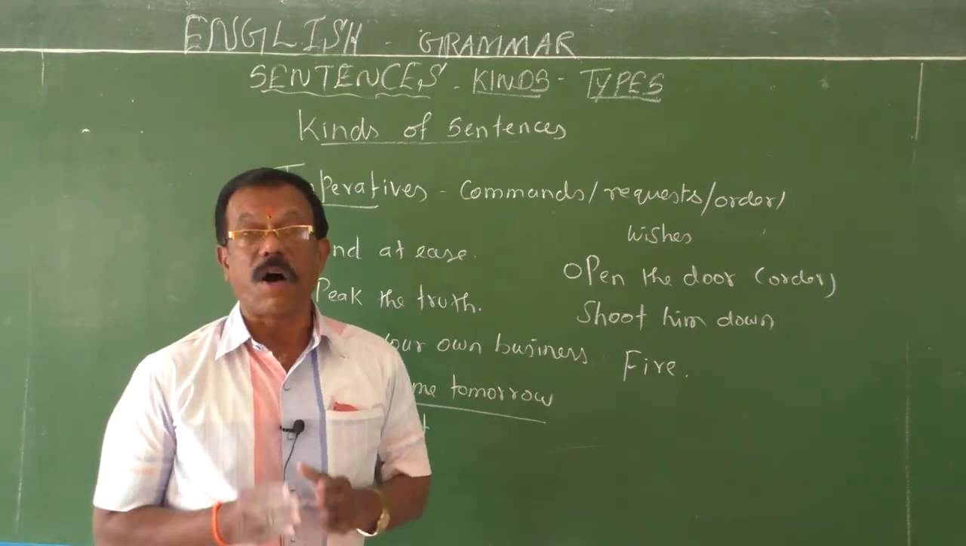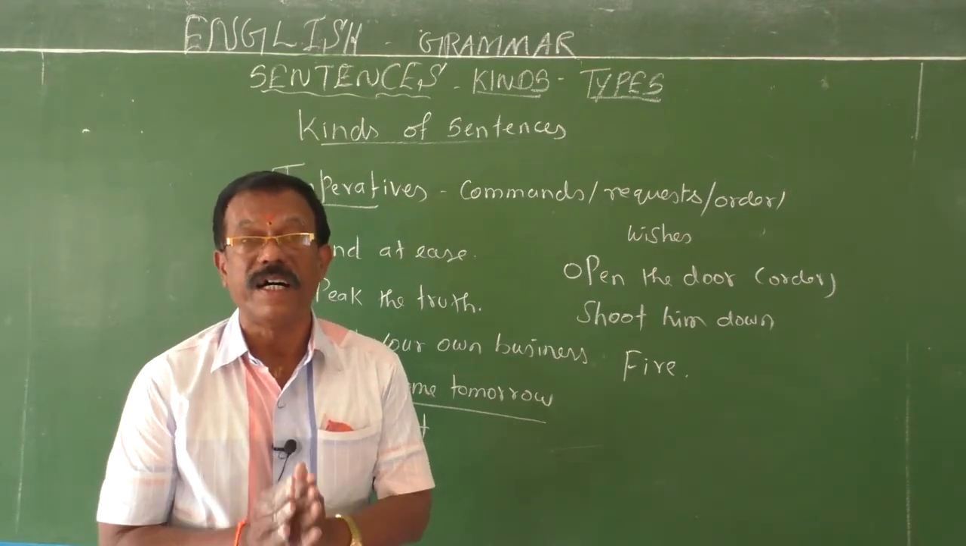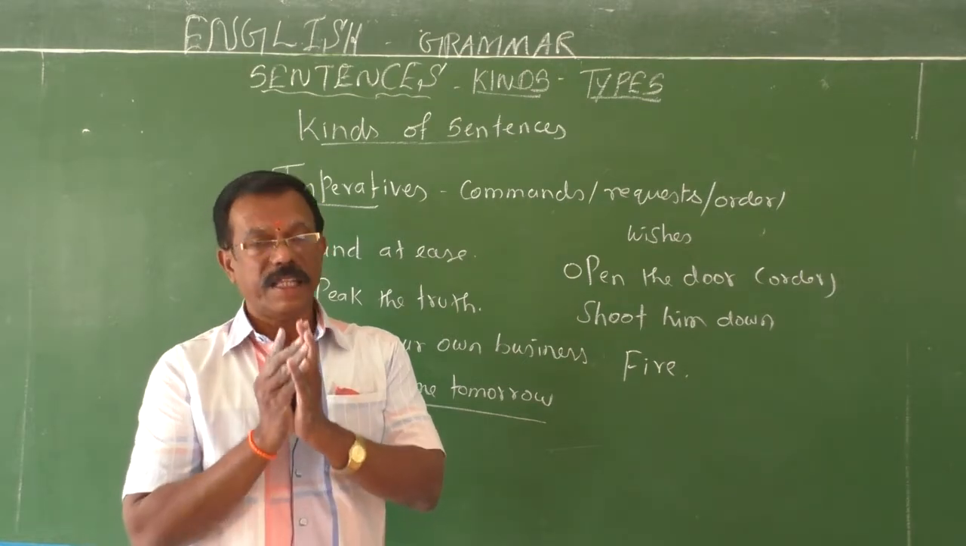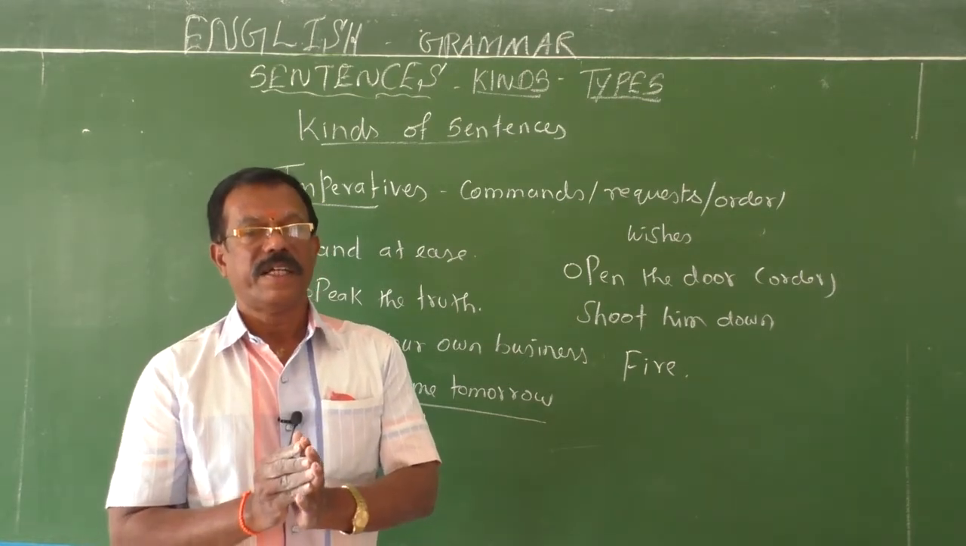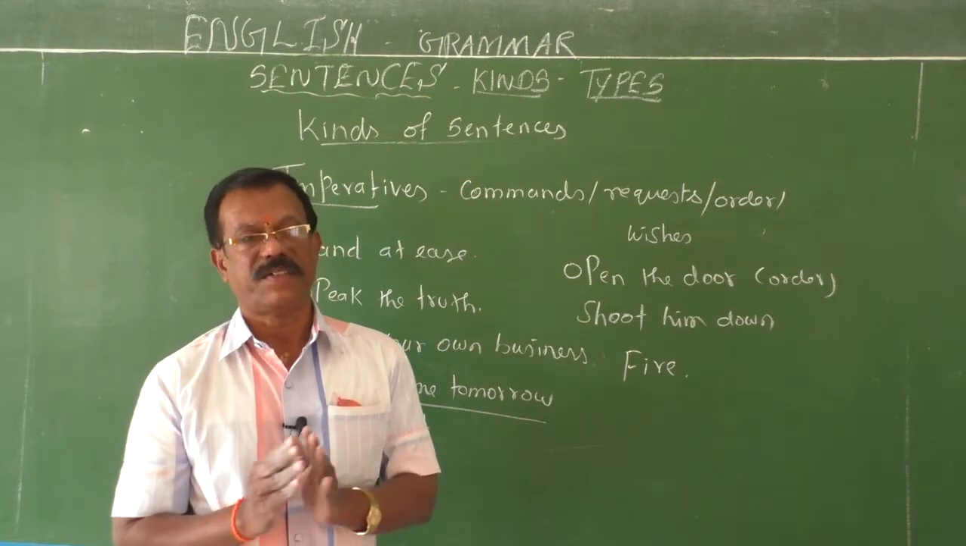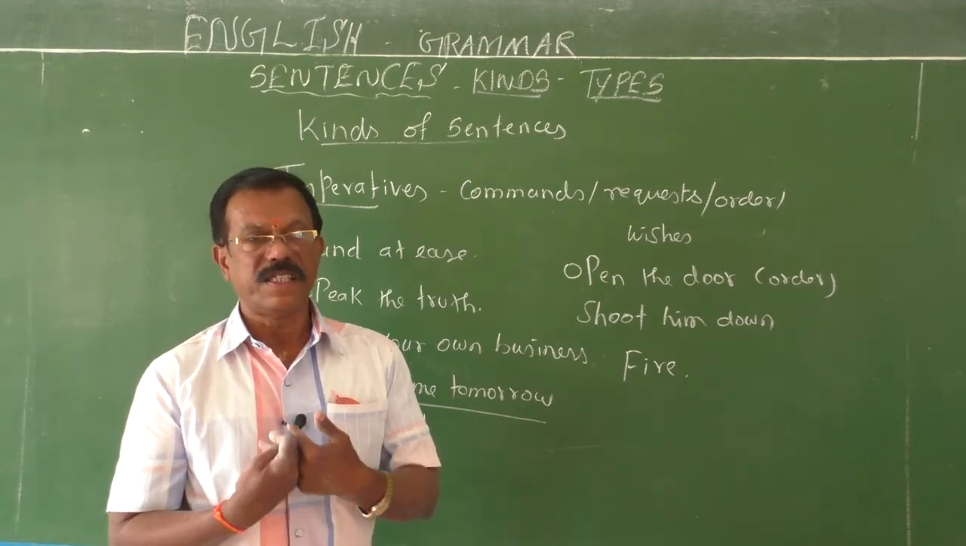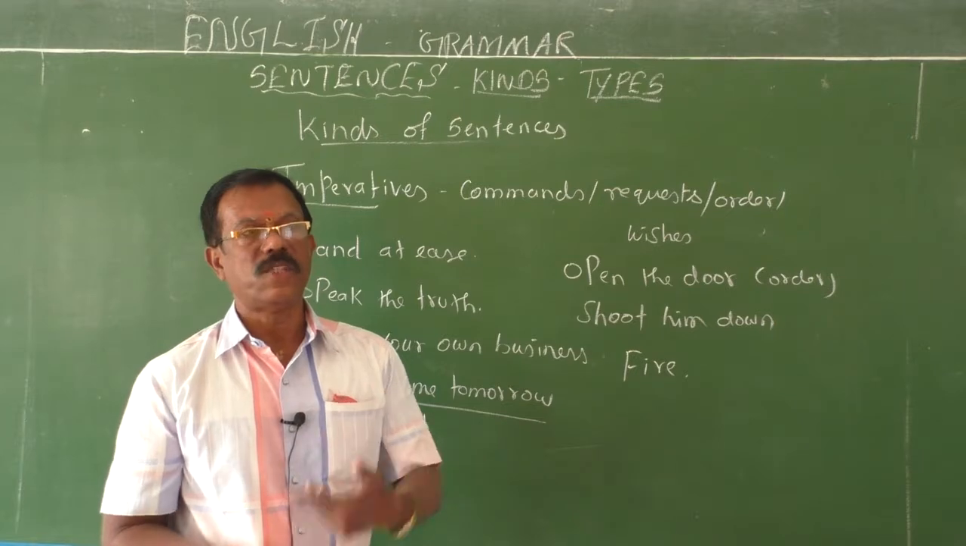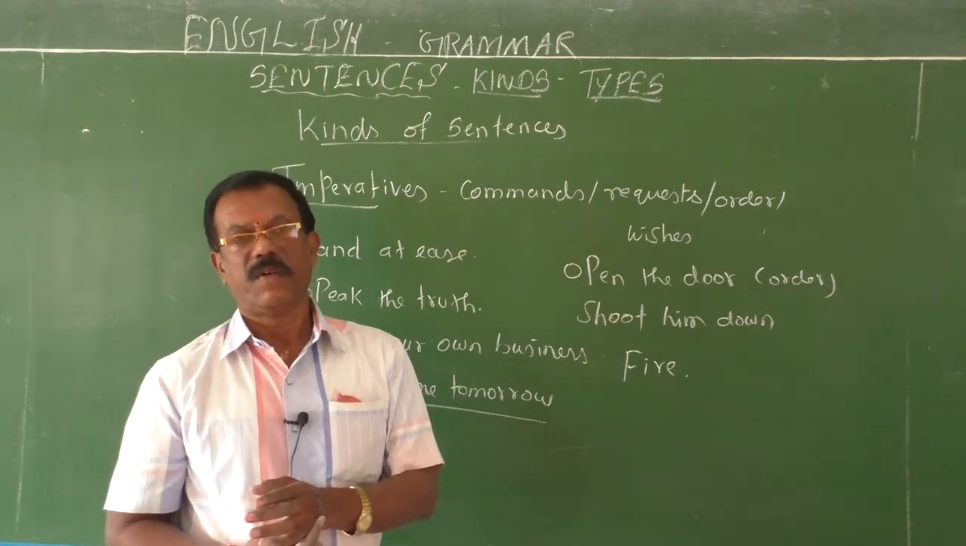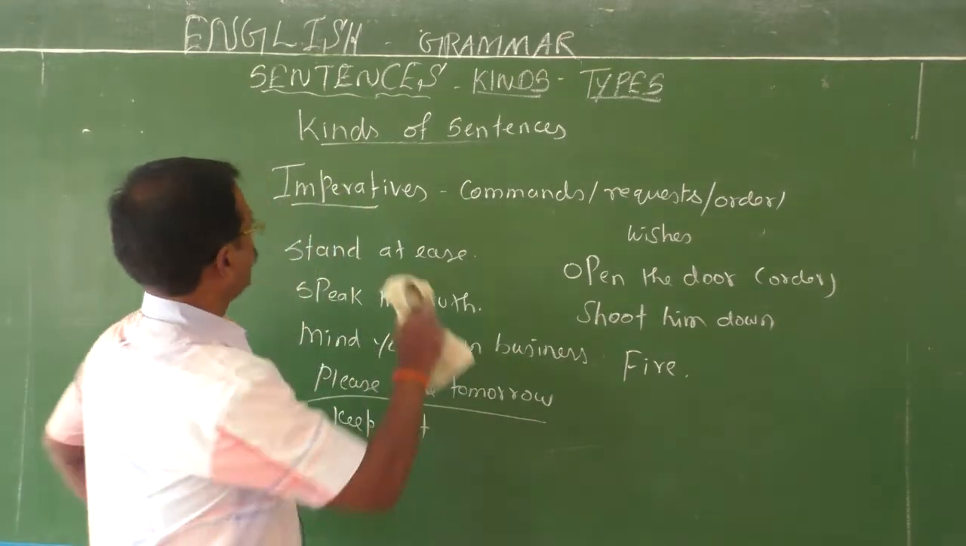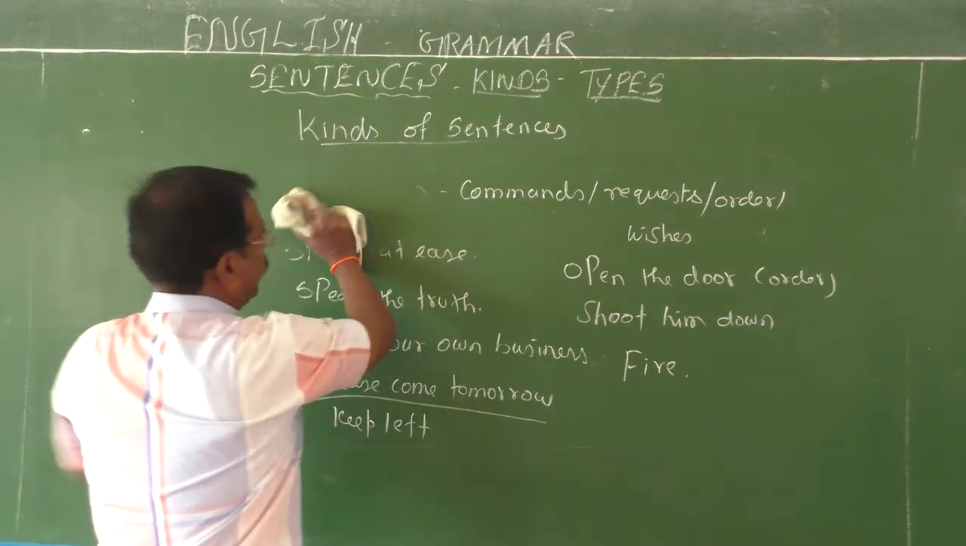Imperative sentences always begin with the verb. That is important. They begin with finite verbs. They don't have any subject. This order is issued by somebody and it is received by somebody. Okay, fine. Then the third type of sentence is the interrogative sentence.